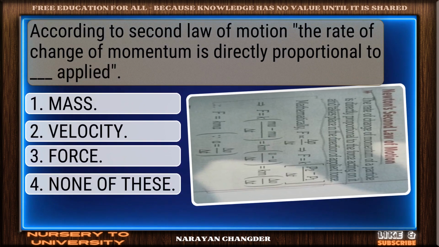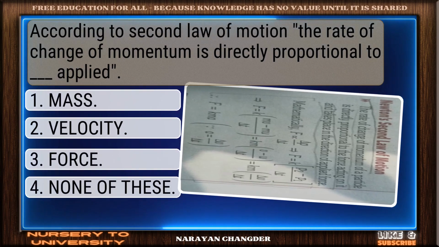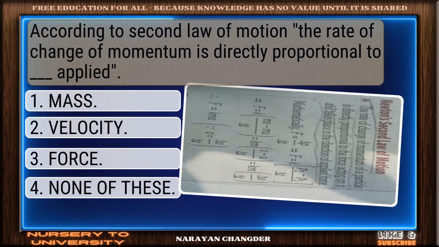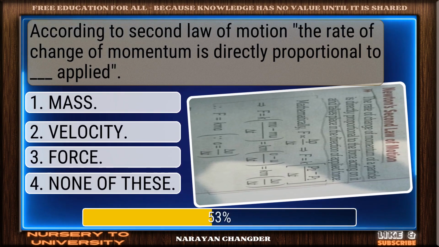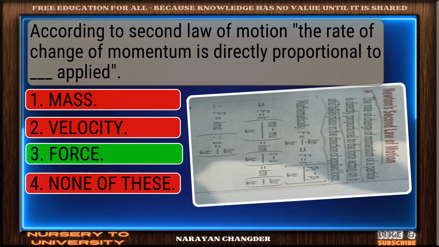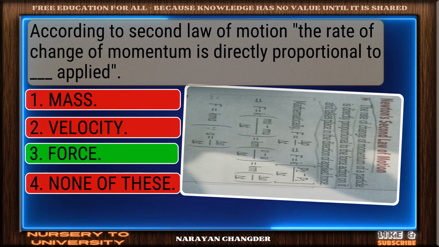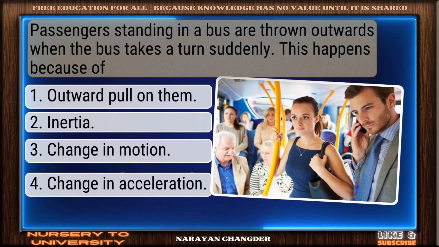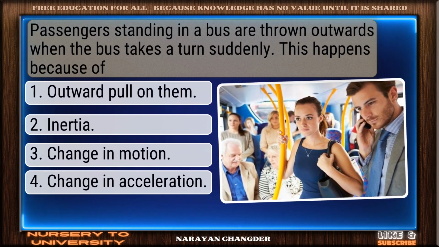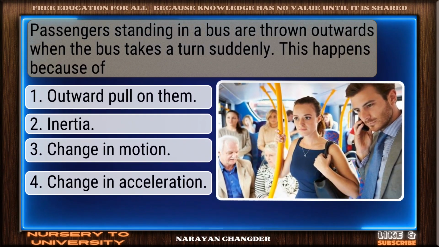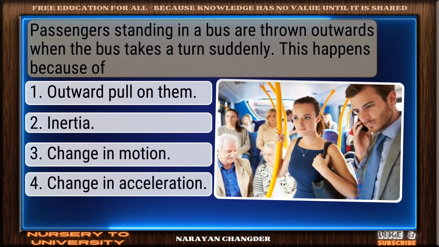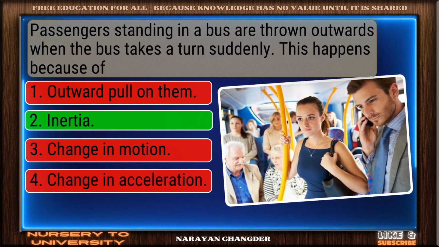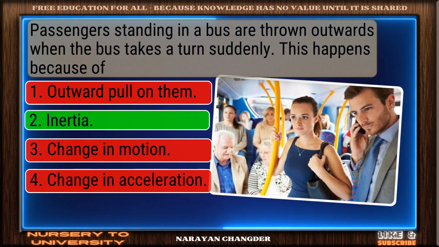Question number 90. According to second law of motion, the rate of change of momentum is directly proportional to the applied... On track. Force is the correct answer. Question number 91. Passengers standing in a bus are thrown outwards when the bus takes a turn suddenly. This happens because of... Right choice. Inertia is the best answer.